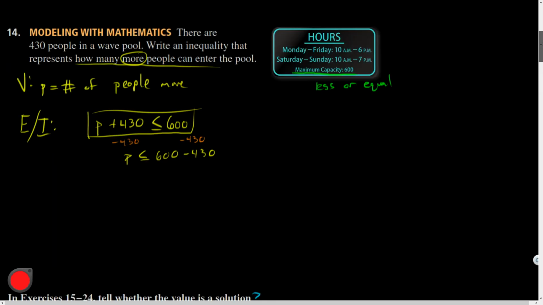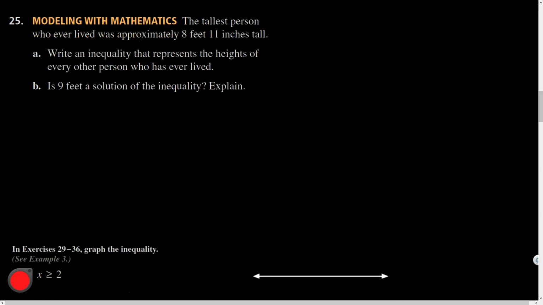All right. Let's see. Ooh, the tallest person in the world. Actually, what's weird is I walked into the school building this morning and someone in the hallway was just randomly talking about the tallest person who ever lived. It says, write an inequality that represents the heights of every other person who ever lived. Okay, so I'll just let h equal heights of all humanity.